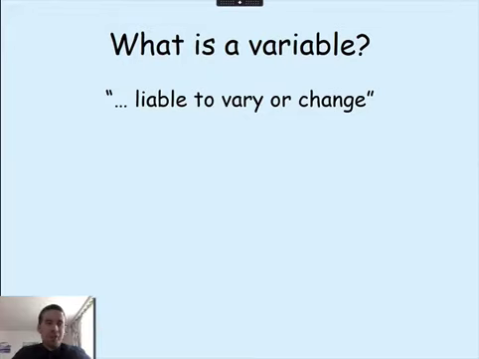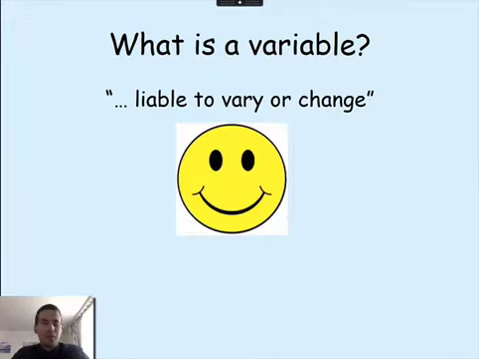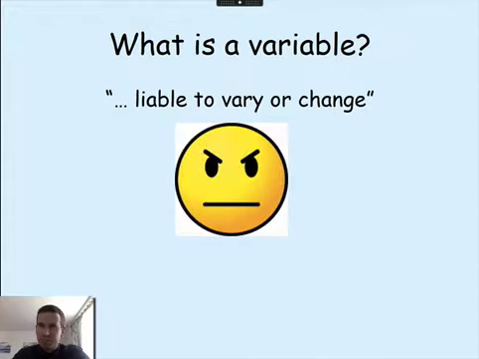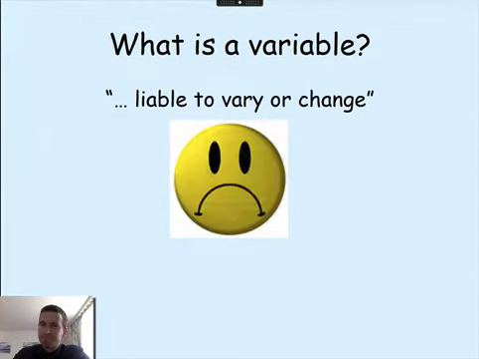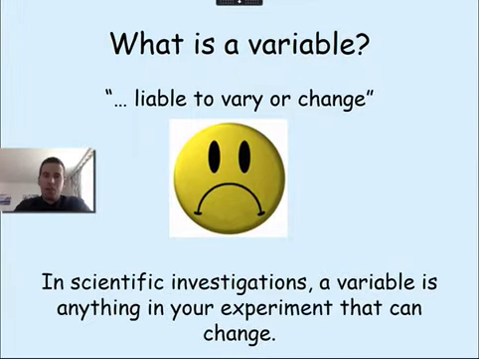Now, you can have a dictionary definition, which is something which is liable to vary or change. Okay, so think about myself. When you hand in your homework on time to a good standard, I'm very happy. When you don't, I'm angry, a little bit sad. So my mood has varied. My mood has changed. Now, in a scientific investigation, a variable is anything in your experiment which can change.